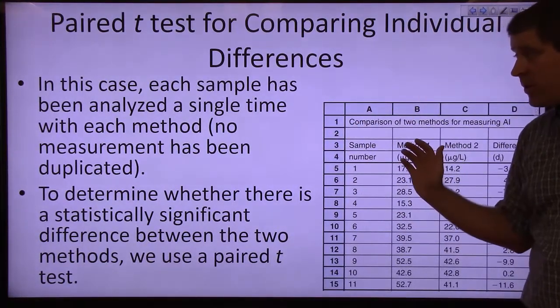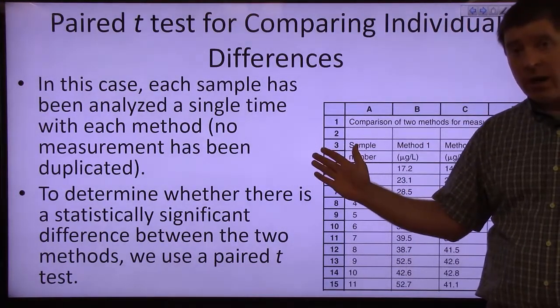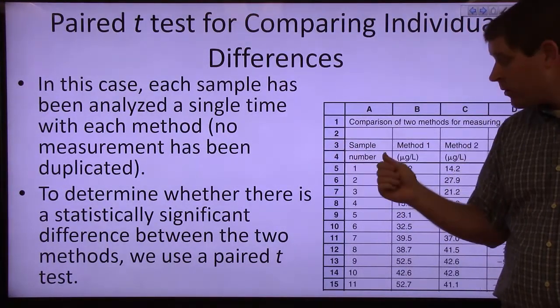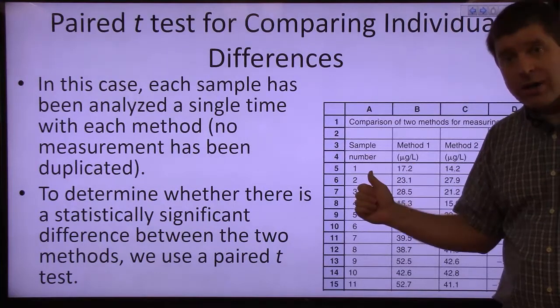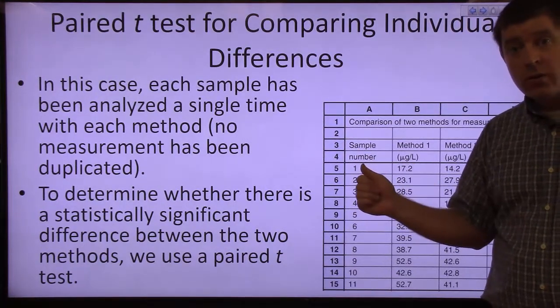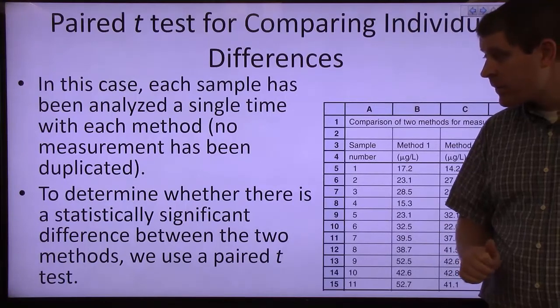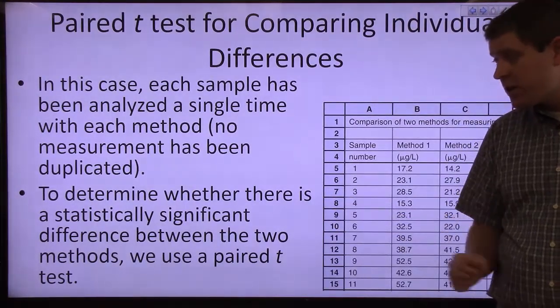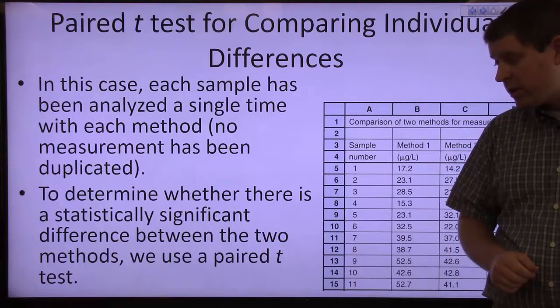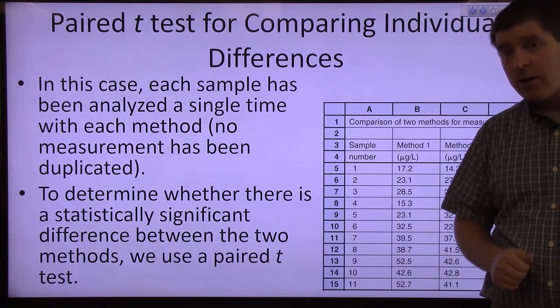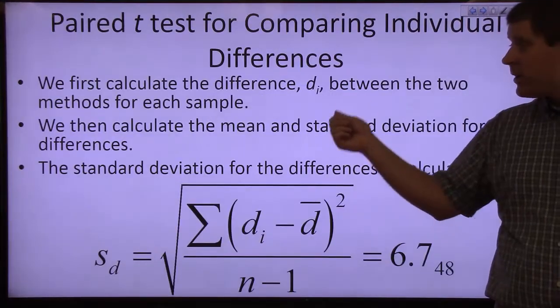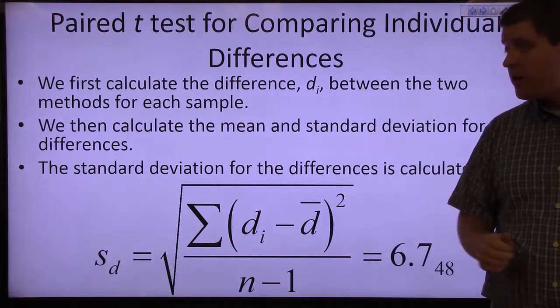Now remember, in this case, each sample has been analyzed a single time with each method, once with method 1, once with method 2. No measurement has been duplicated. That is, we haven't measured sample 1 with method 1 more than once. We only measured each sample once with each method. Now, to determine whether there is a statistically significant difference between the two methods, we can use what's called a paired t-test.